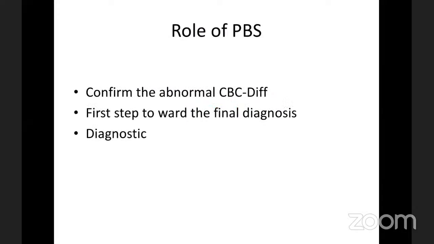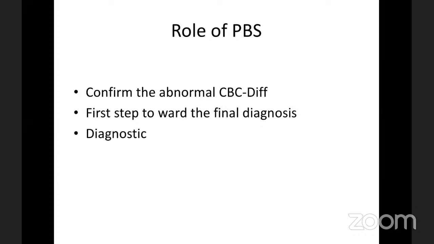I'll try my best. To start with, I would like to explain the role of the peripheral blood smear in the diagnosis of lymphoma and leukemia. First of all, if you receive a call about abnormal circulating blood cells, then you need your peripheral blood smear to confirm these circulating abnormal cells. So number one is to confirm the abnormality in the CBC and differential. And two, it's the first step toward a final diagnosis.